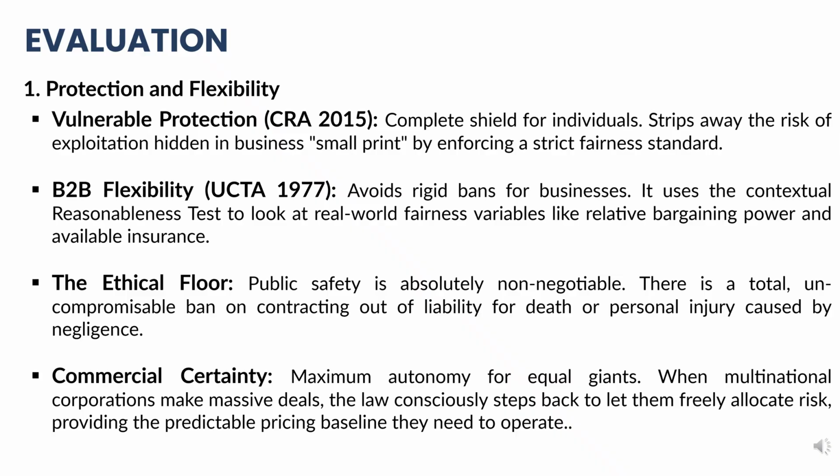Second, contrast this with B2B flexibility under UCTA 1977. Instead of applying the same rigid consumer bans to the business world, UCTA preserves commercial freedom. It achieves this by using a contextual reasonableness test, which allows judges to look at real-world fairness variables, such as the relative bargaining power of the firms, or who was in a better position to buy insurance for the risk.